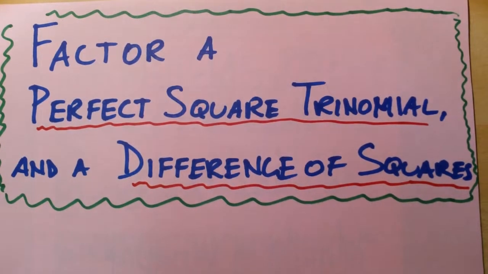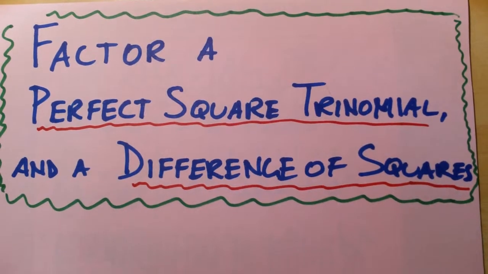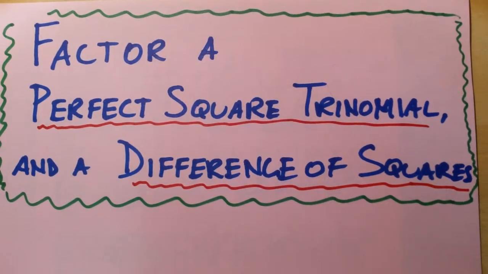Now we're looking at factoring a perfect square trinomial and a difference of squares. And here are some pink sheets that I'm simply looking to get rid of.